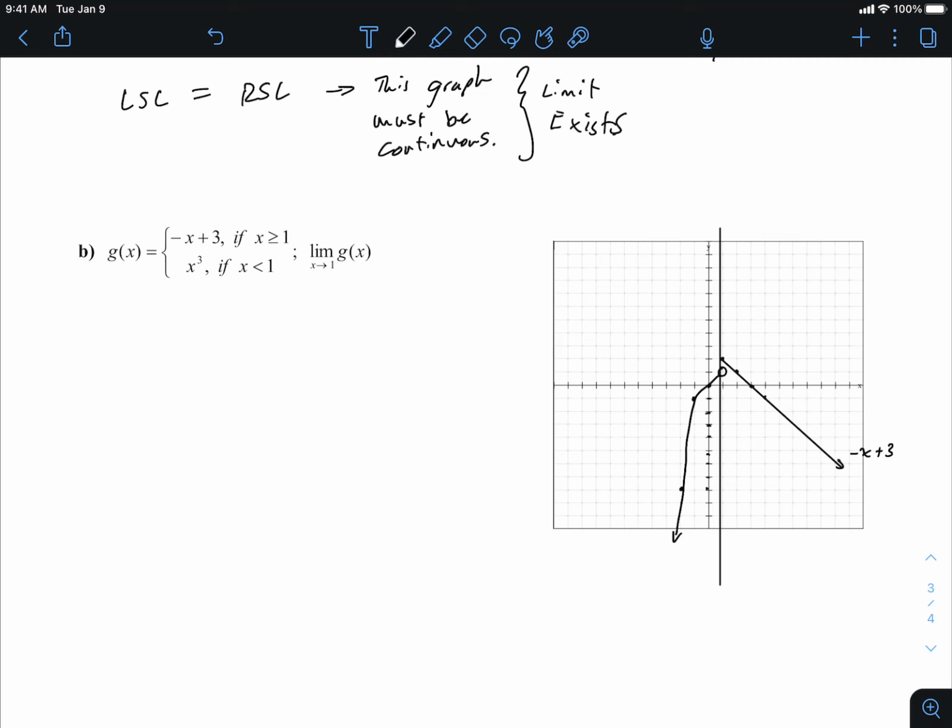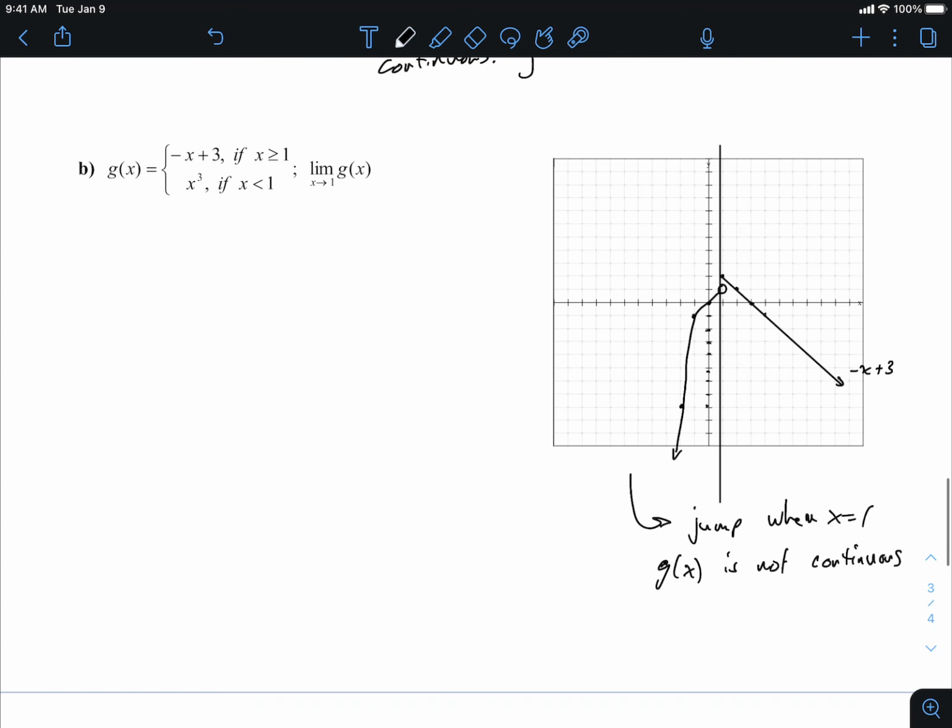It's very clear. Well, right off the bat we can see that this is not continuous, right? Because there's a jump when x equals 1, right? And so the function itself, g of x, is not continuous as a result, okay? Because of this jump, or discontinuity, we could say. Okay, so we'll just leave it at that.